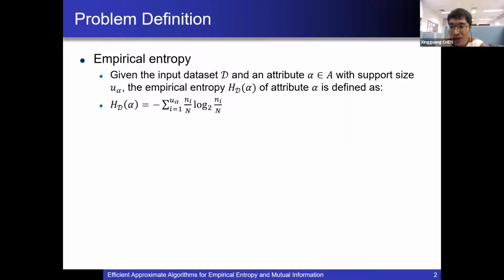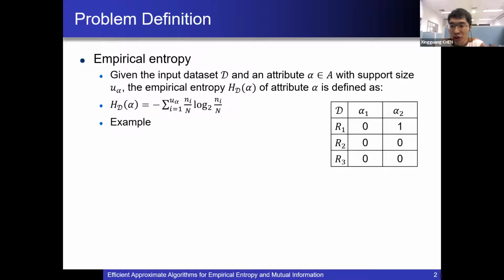In this formula, Ni is the number of occurrences of attribute value i in the dataset, and N is the number of records. Take this small table as an example. There are 3 records, R1, R2, R3. Each record contains 2 attribute values of alpha1 and alpha2. For alpha1, all values are the same, so Hd alpha1 is 0. For alpha2, N0 is 2, N1 is 1, and N is 3. So Hd alpha2 can be calculated as follows.